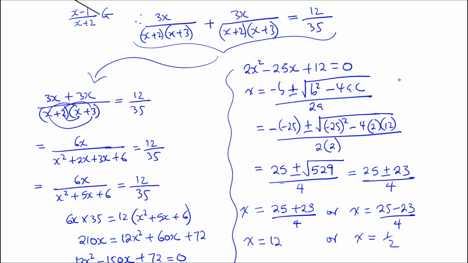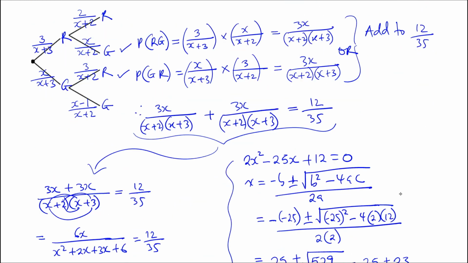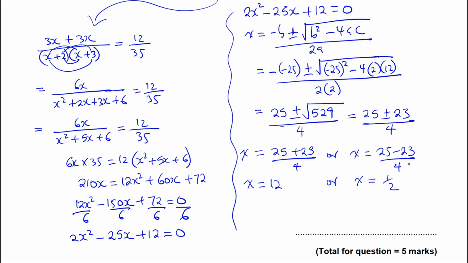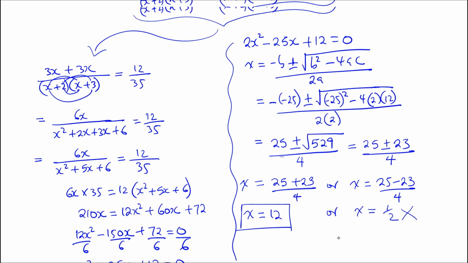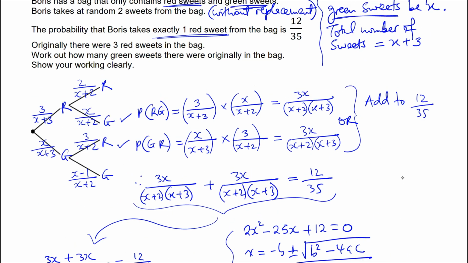Now obviously what you're trying to solve for here is the number of sweets. You know, x represents the number of green sweets. So the number of green sweets can never be a half, so definitely that's out. So that implies that the correct solution is 12. So there were 12 sweets originally.